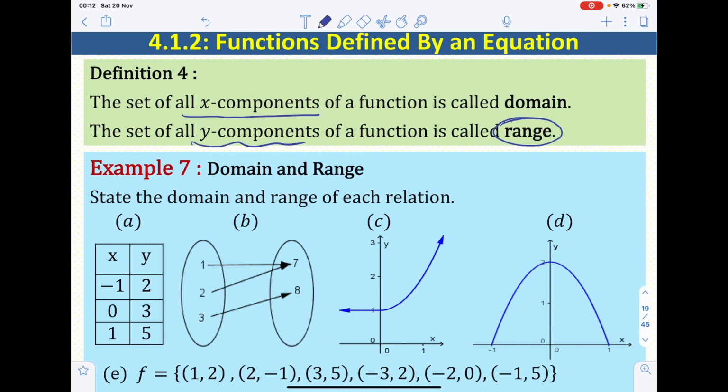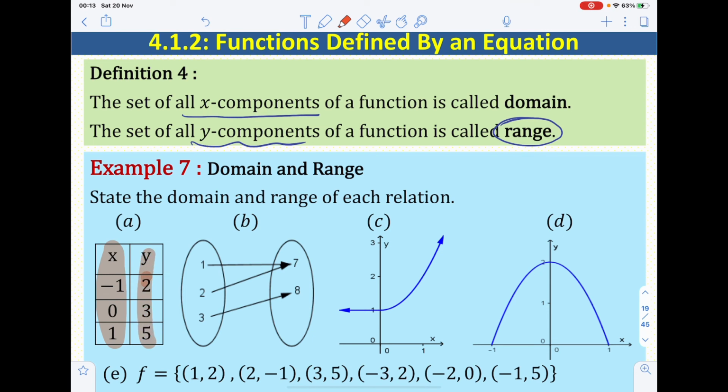So for this example, we want to state the domain and state the range for each one of the relations. For the first one, the x values are the domain. So -1, 0, and 1 are the domain.